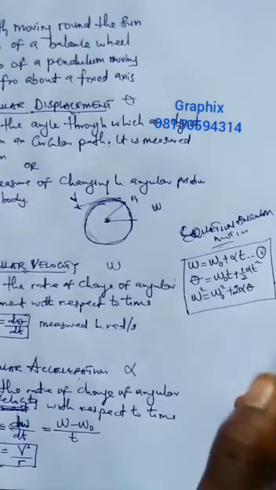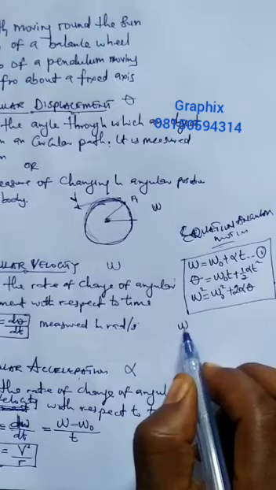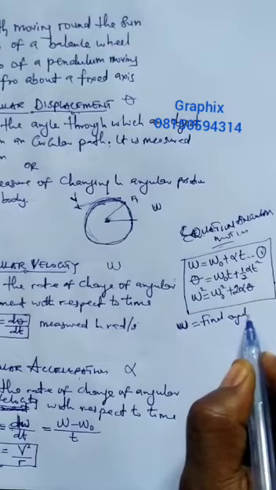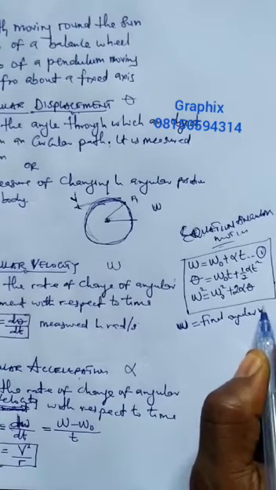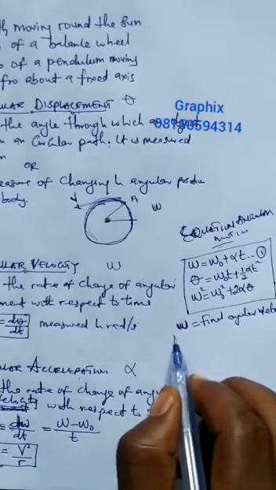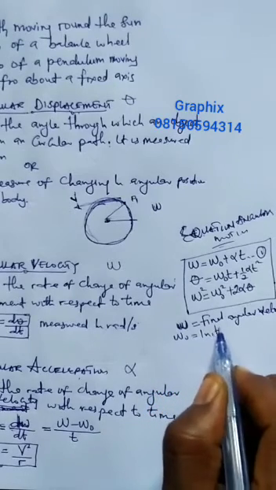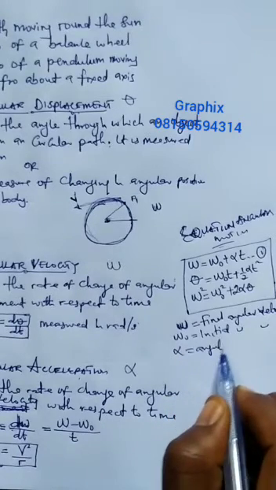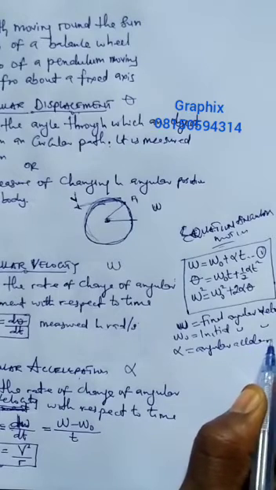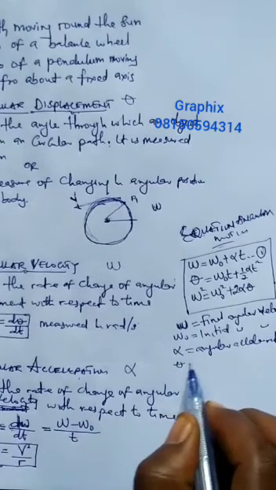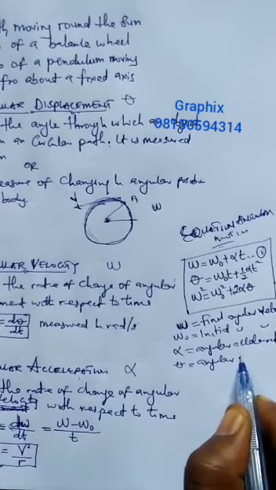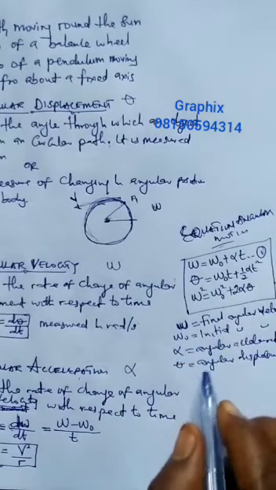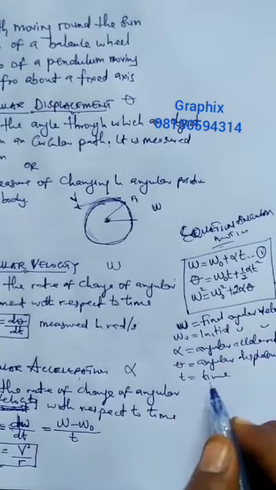I've already told you earlier that this one here is giving us the final angular velocity, then this one is giving us the initial angular velocity. We have angular acceleration, we have angular displacement, and what else again? We have the time, and so on and so forth.